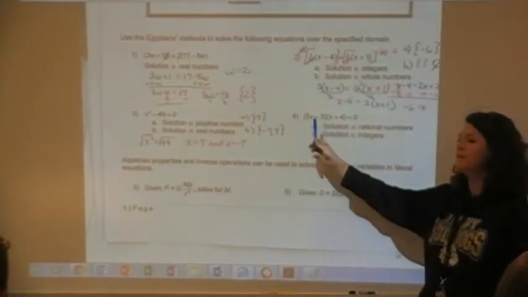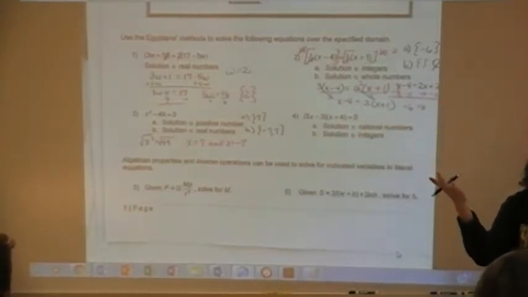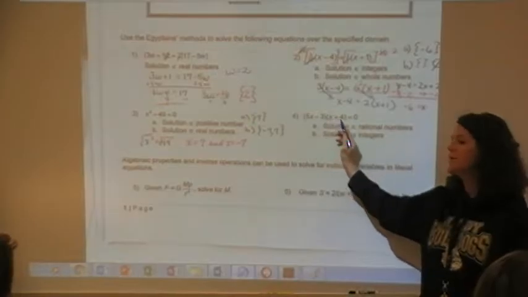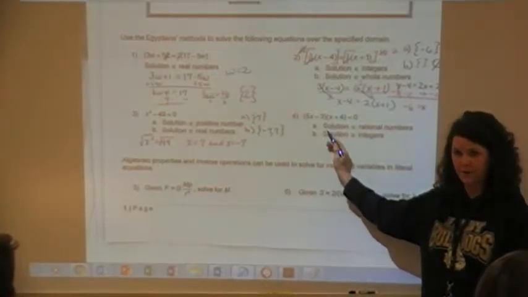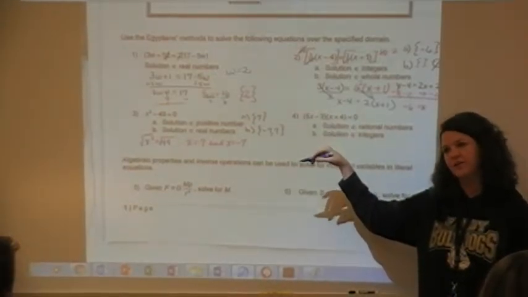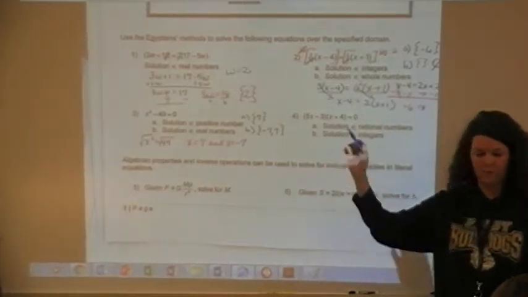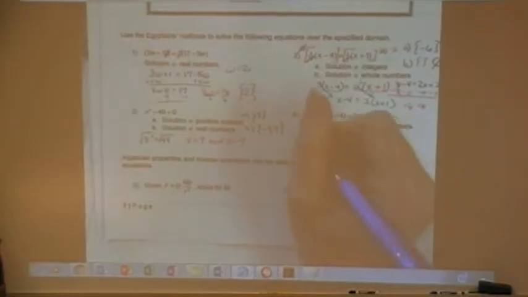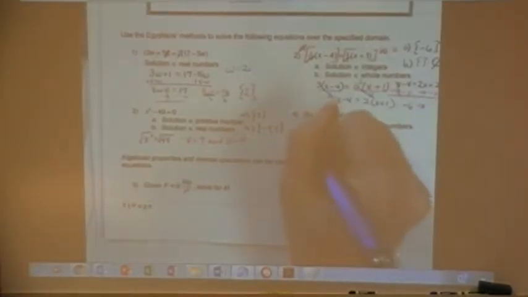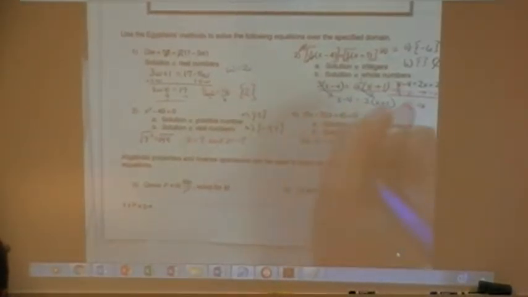They have put this in what we call factored form already, which means you have two separate equations already written for you. If you FOIL it out, you're going to get yourself in a big mess. You're going to end up having to factor it and get back where you started. So don't do that. You're just going to take each piece and set each separate piece equal to 0.